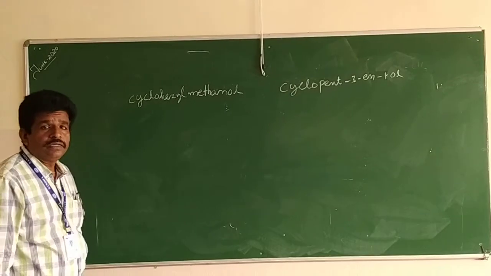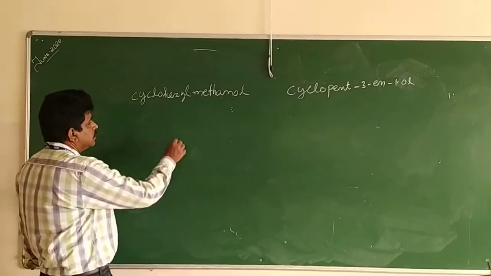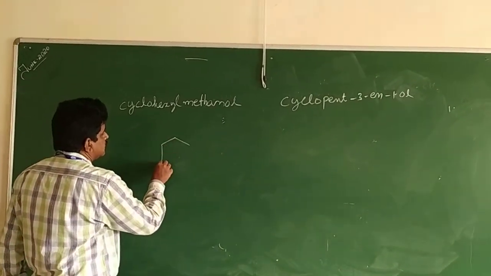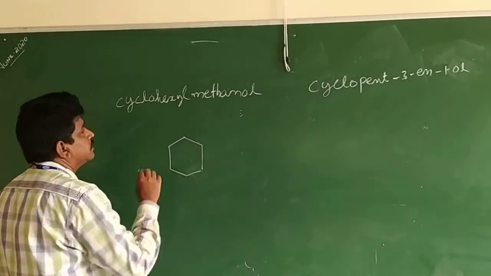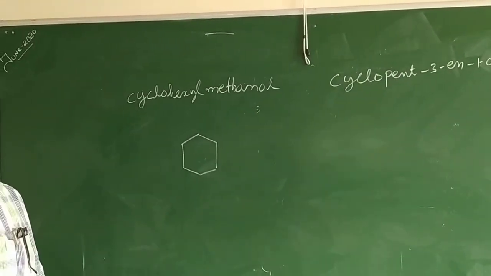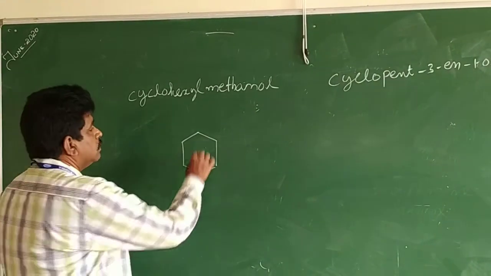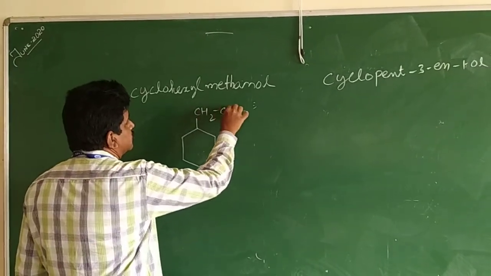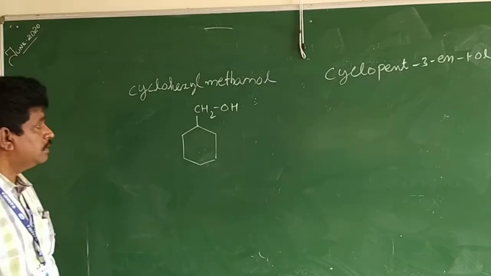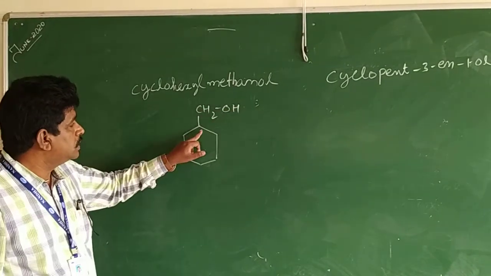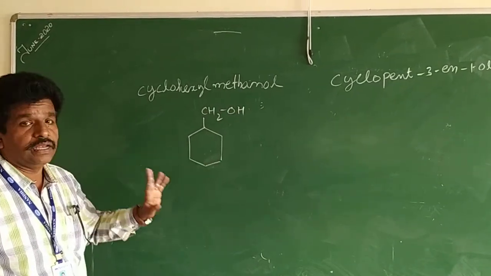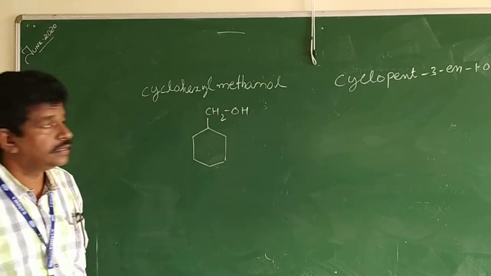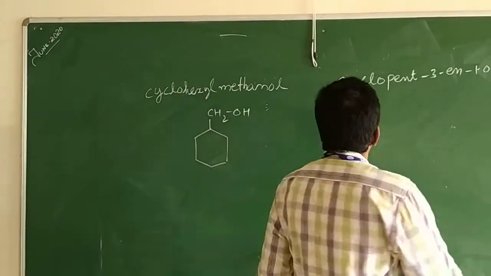Cyclohexyl methanol. Cyclohexane, this is cyclohexane. Cyclohexyl methanol. Methanol is CH3OH. So this is the parent compound, and this is the substituent, cyclohexyl. That is cyclohexyl methanol.